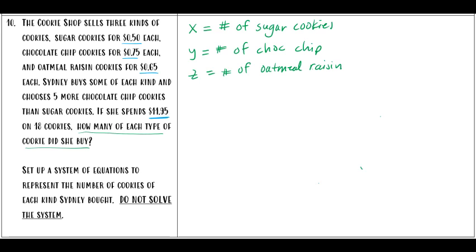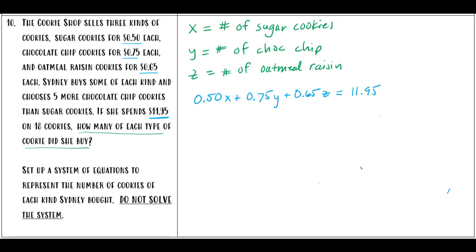So sugar cookies are 50 cents times x, plus 75 cents for every chocolate cookie, y, plus 55 cents for every oatmeal raisin cookie. And if I add up all of that, it should total $11.95. So that's one of my 3 equations.